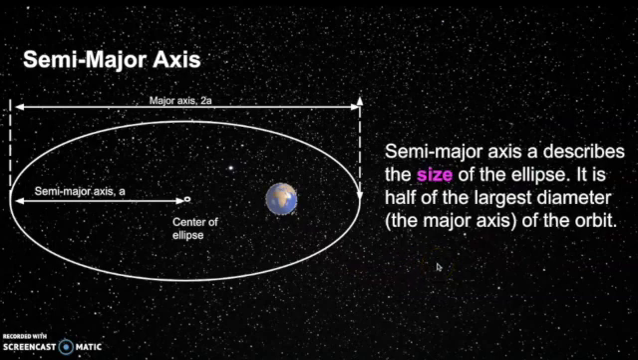So this is where we start talking about the axis. The semi-major axis describes the size of the ellipse, and it is half of the largest diameter, which is the major axis of the orbit. So we have the semi-major axis from the center of the ellipse to the edge, versus our major axis, which is 2a, the entire distance across the longest portion of the ellipse.